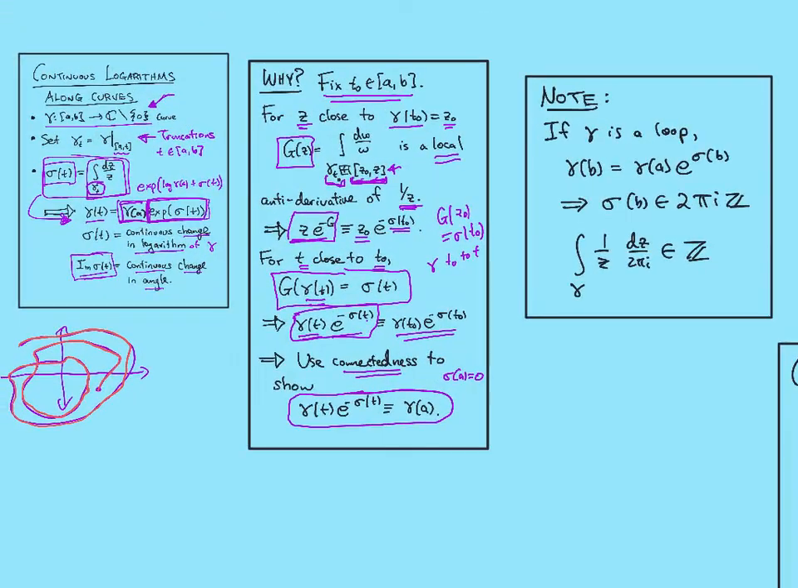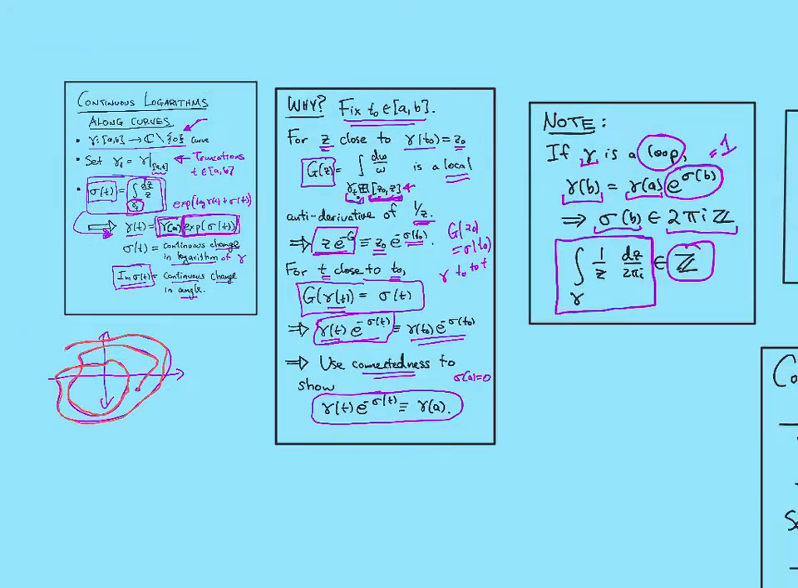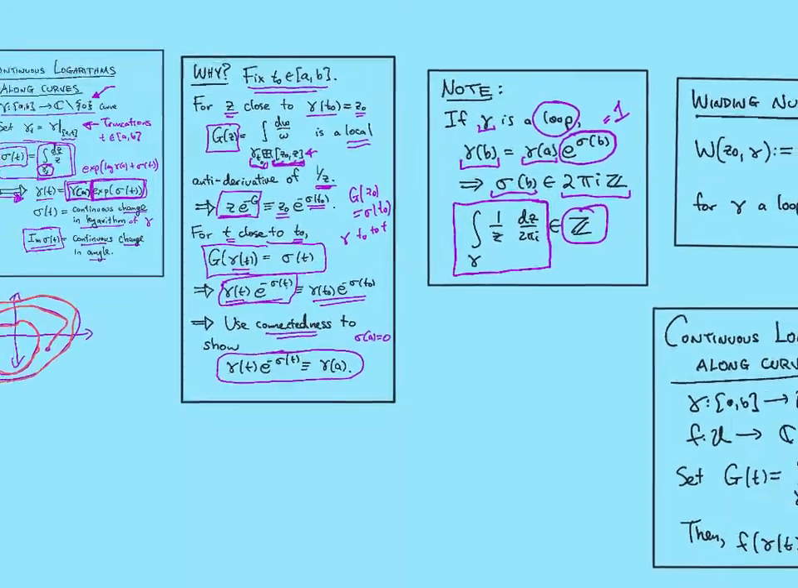And we already explained this once, but if gamma is a loop, then gamma of b has to equal gamma of a. So in our formula, we'll get e to the sigma of b has to be 1. So then sigma of b has to be in 2 pi i Z. And so then for loops, we get that this expression, where I've divided by the 2 pi i, will be an integer. And this is how we define winding number.